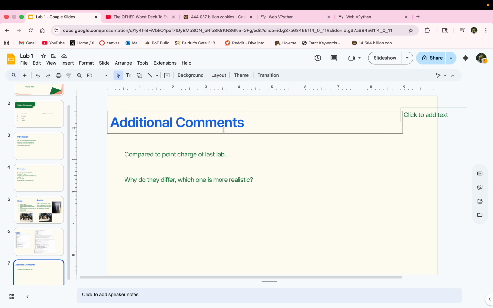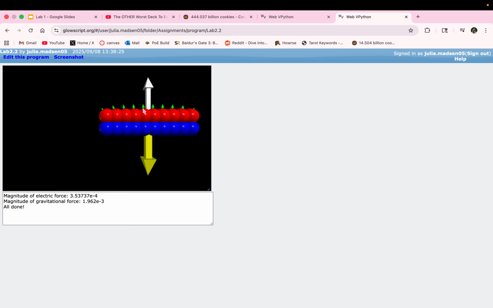So if we go back to the slides, compared to the point charge of the last lab, theoretically, this should be more accurate than the point charge. Since we're looking at every single point, it should be more accurate, and we should see a force that more closely matches the gravitational force, since we're looking at multiple points.